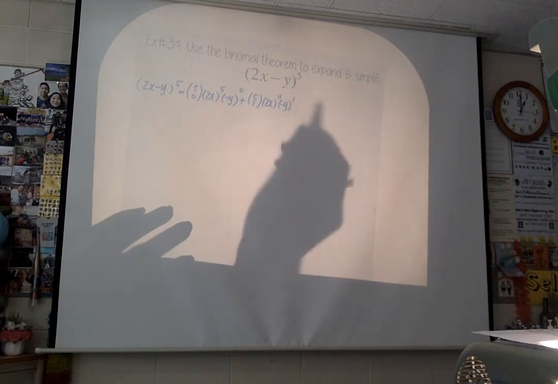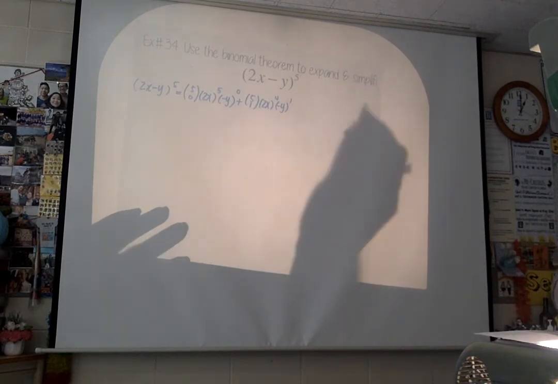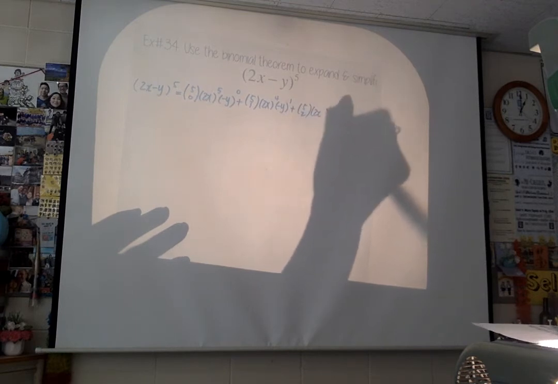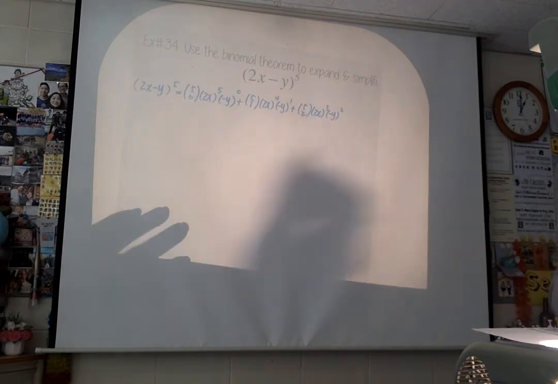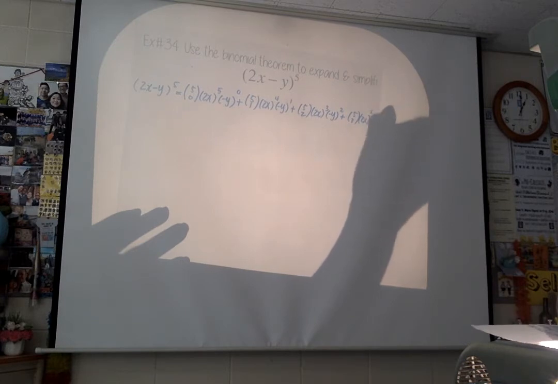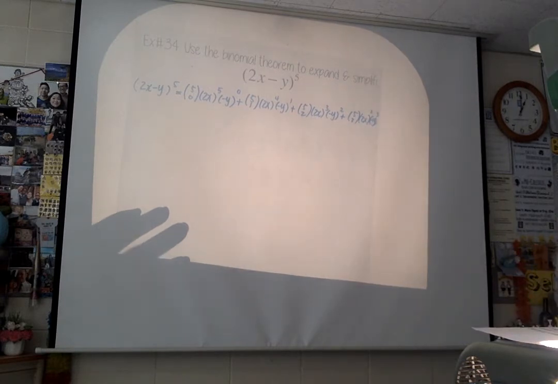Are you noticing that these all add up to 5? It's going to be very small, okay? 5 choose 2, 2x to the 3rd, negative y squared. They all add up to 5. Plus 5 choose 3, 2x to the 2nd, negative y to the 3rd.